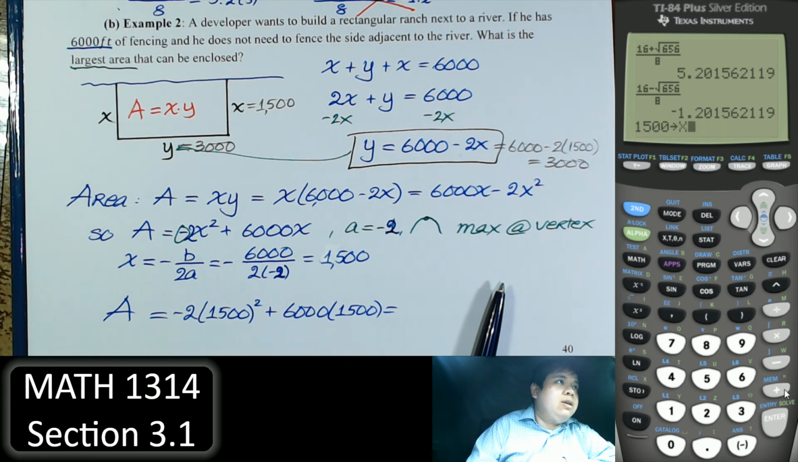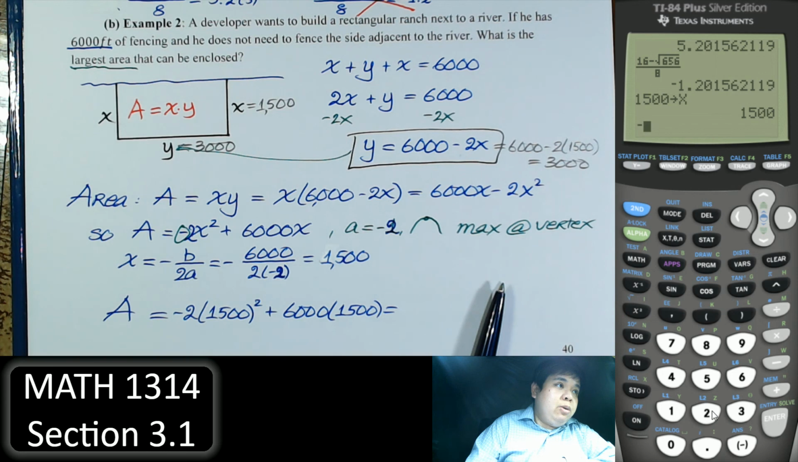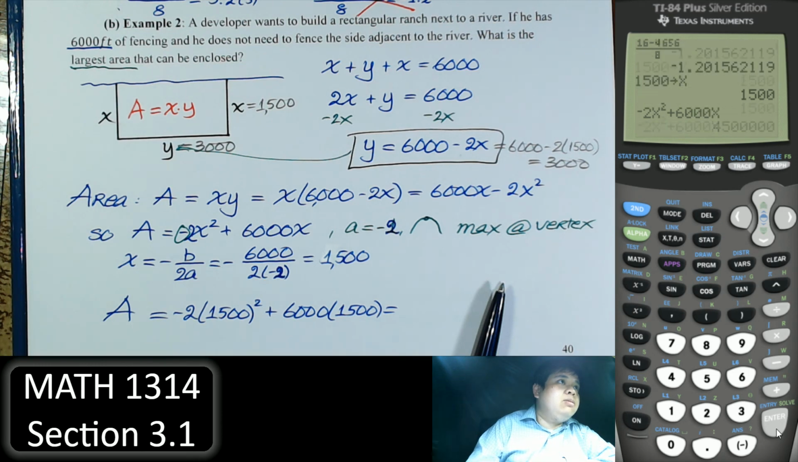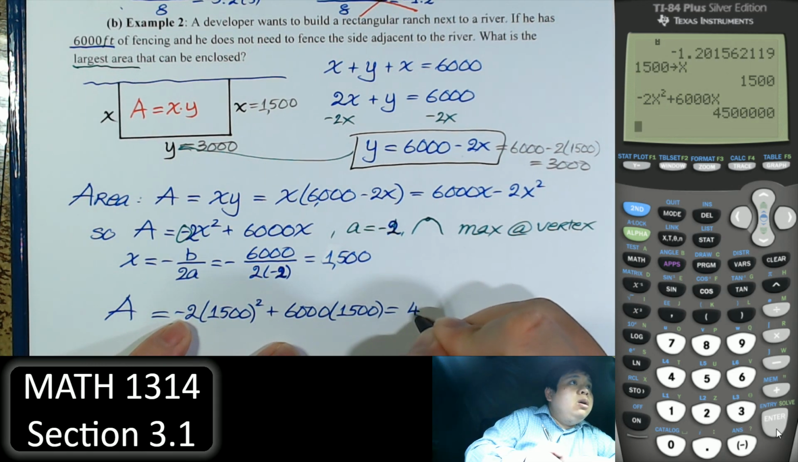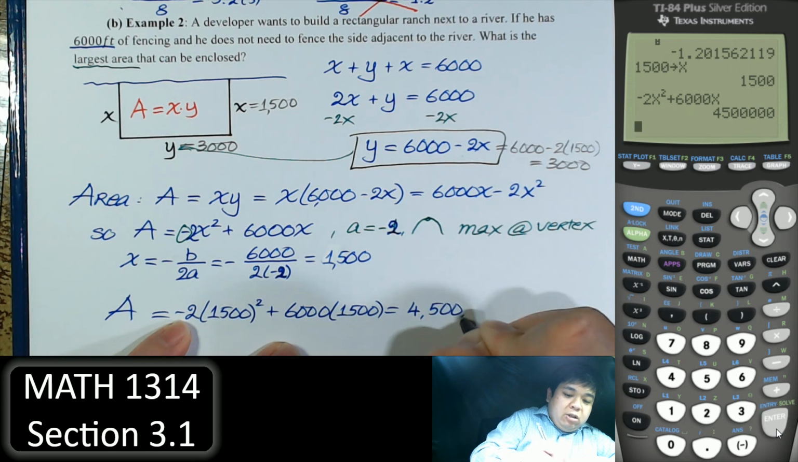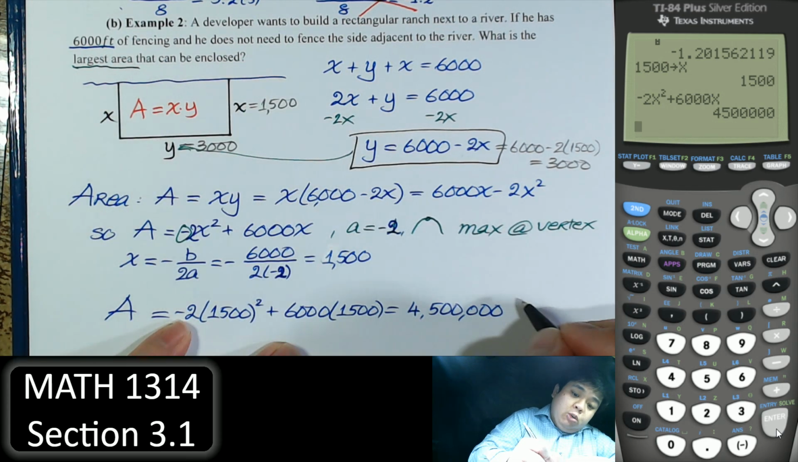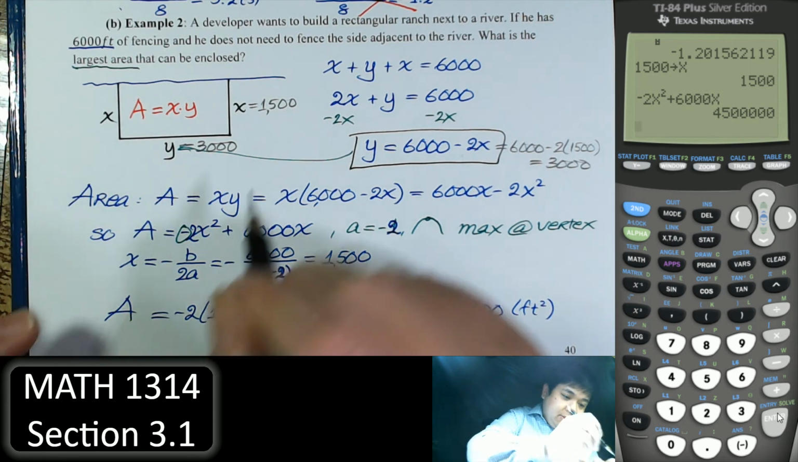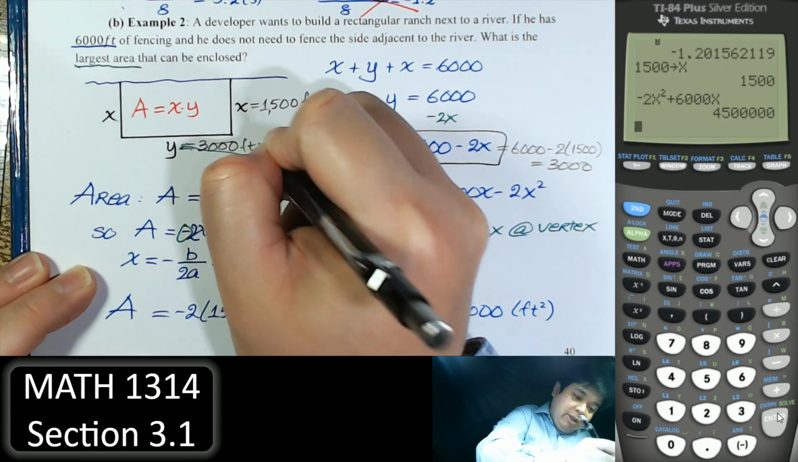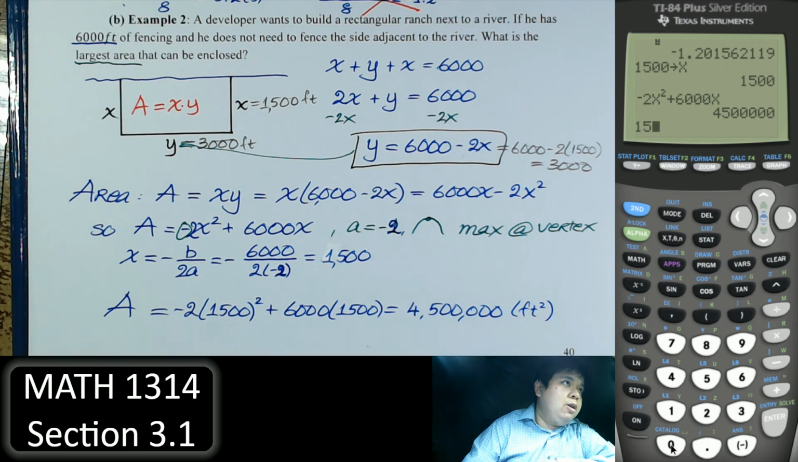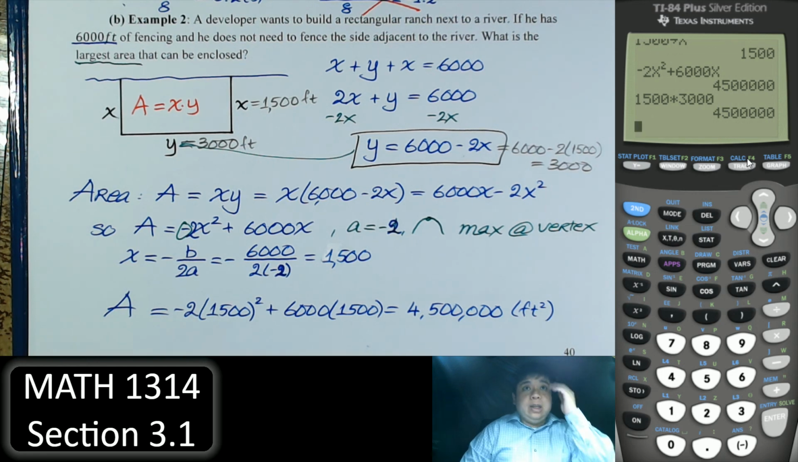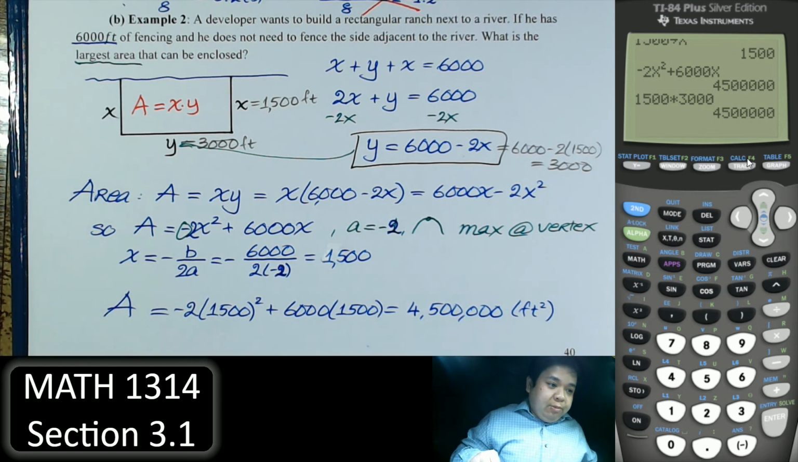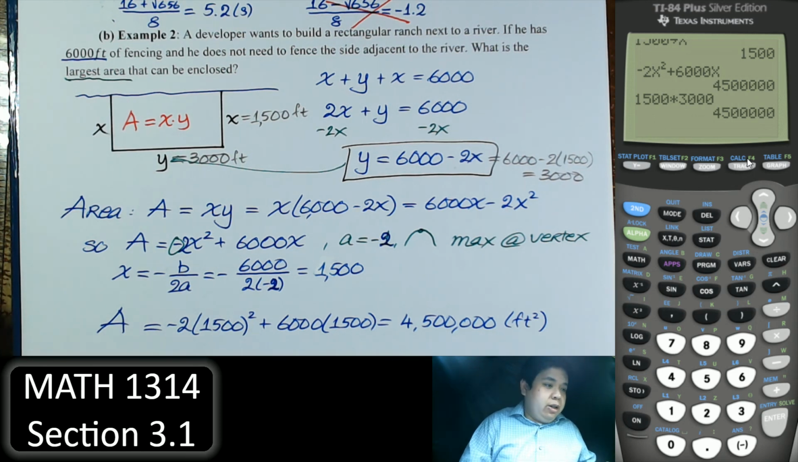Substitute into x, and we have negative 2x squared plus 6,000x, which gives 4,500,000 square feet. Of course, we can also take 1,500 feet times 3,000 feet, and we have the same thing. And that is the application for this problem.